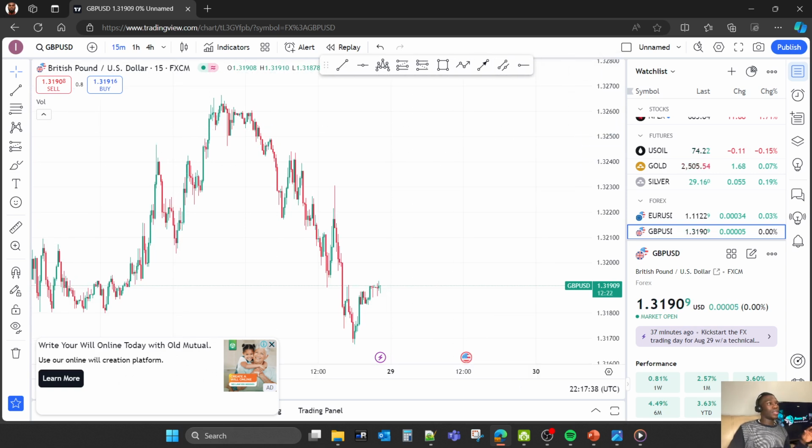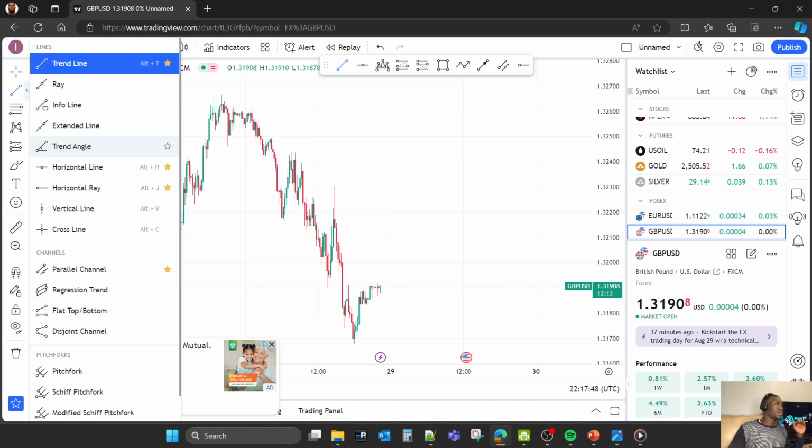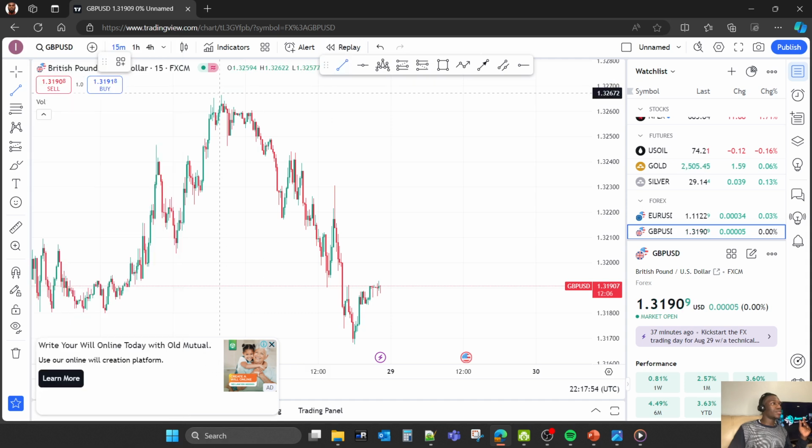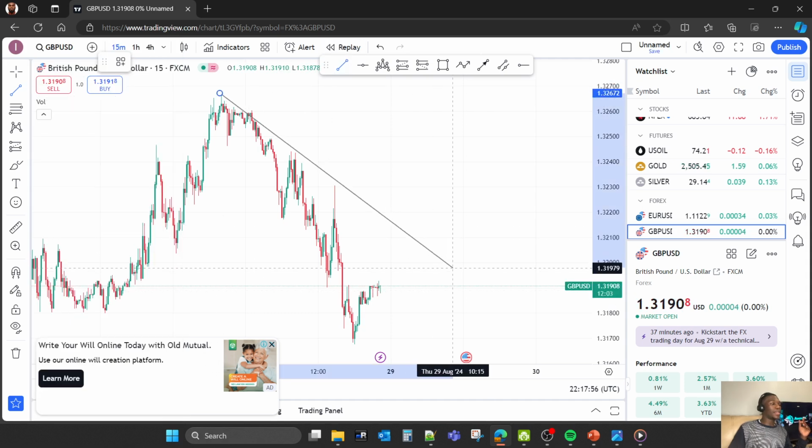So this is the trend line that I was talking about. This was the first thing that I pointed out, right? Let's check. So this is the first thing, trend line. Let's see how it works. If you click on trend line, you get to draw a line, something like this, right?